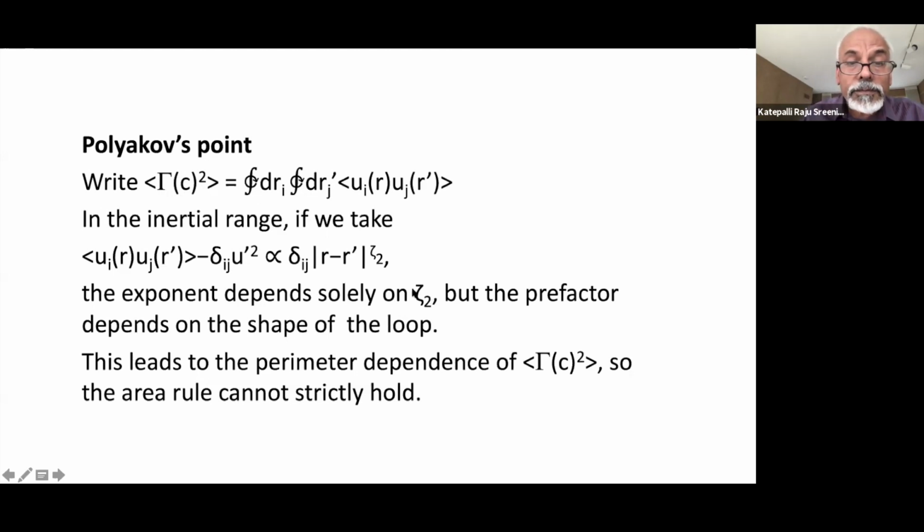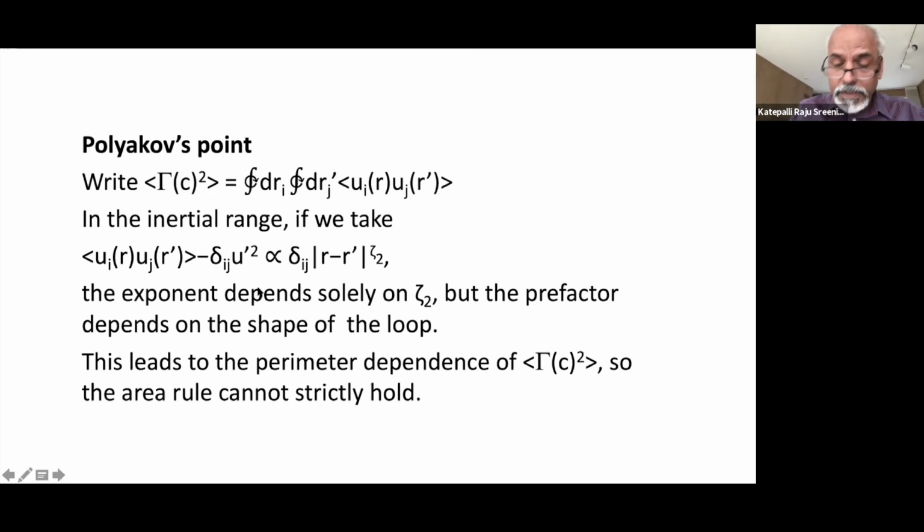And that's perfectly fine. But the prefactor that you compute from all this depends on the shape of the loop, whether it is a square or a rectangle with different aspect ratios. So in fact, his point, as I understood it then and understand now, leads to a perimeter dependence of the average of gamma_C squared. So the area rule cannot strictly hold.